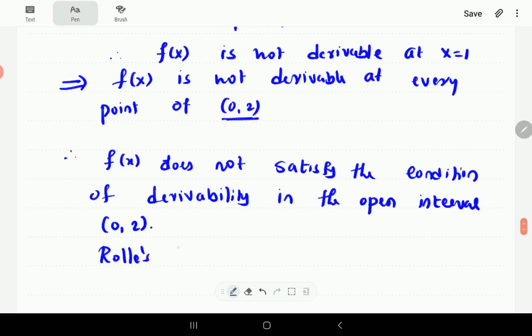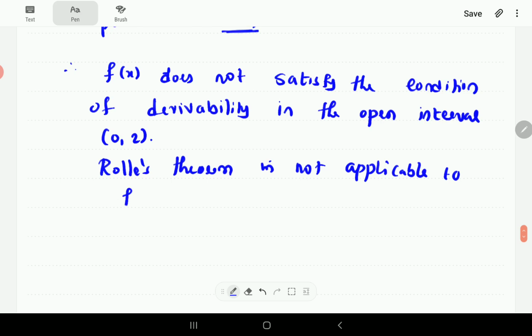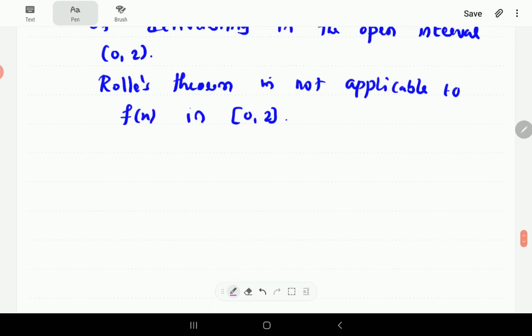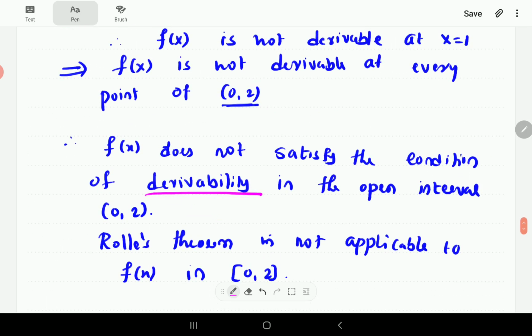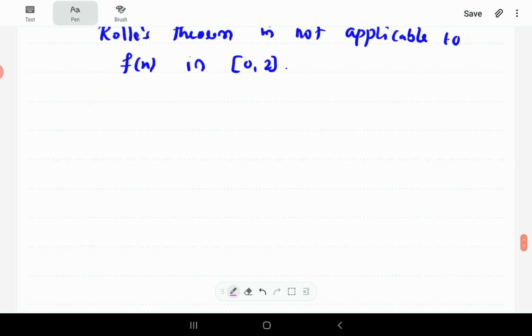So therefore, Rolle's theorem is not applicable to f of x in the closed interval 0 comma 2. That means, since the second condition itself fails, we will not go further to verify Rolle's theorem. So it is not applicable, as the second condition itself fails. It is not derivable. It is continuous, the first condition holds, but the second condition does not hold. So therefore Rolle's theorem fails.